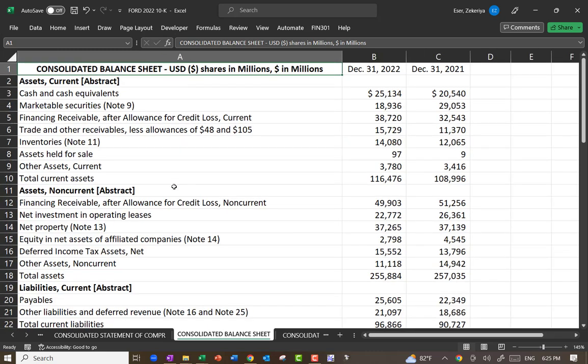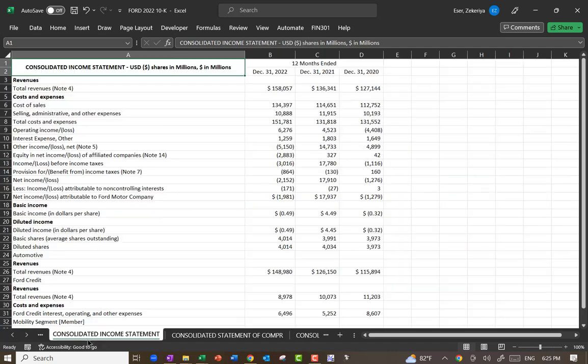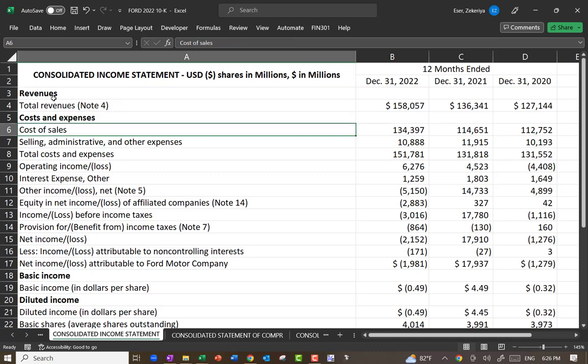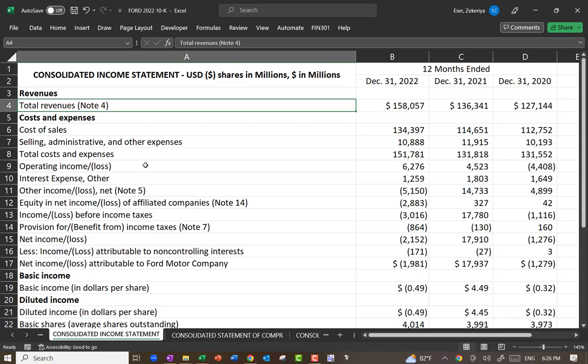Okay, balance sheet. Oh, I am looking for income statement. Costs and expenses. The difference between revenues and cost of sales, we have a special name for that.